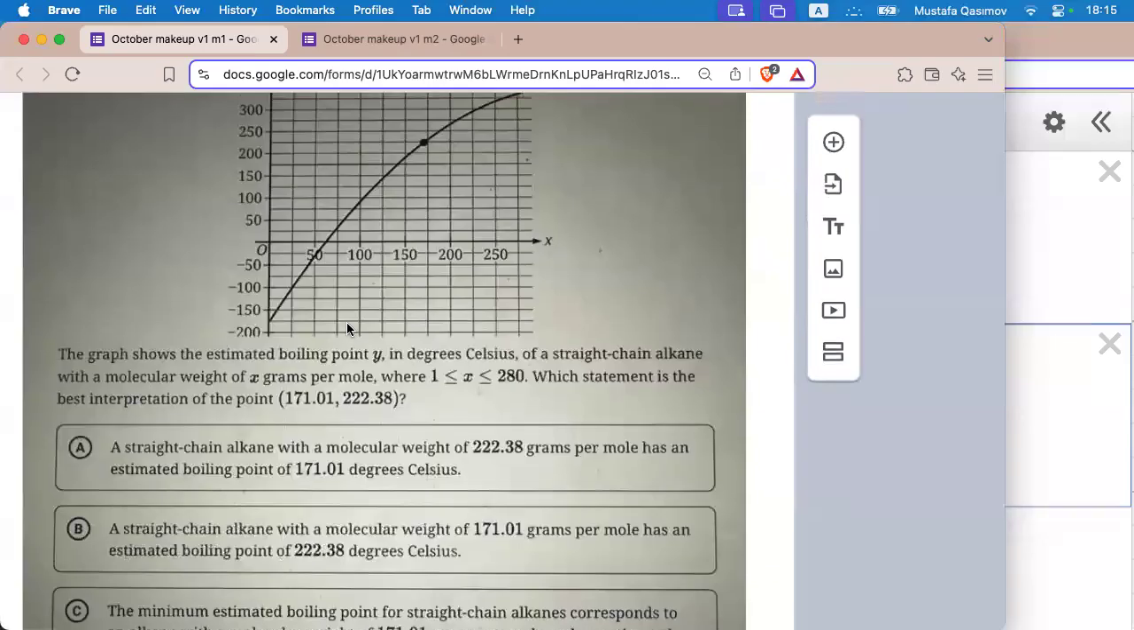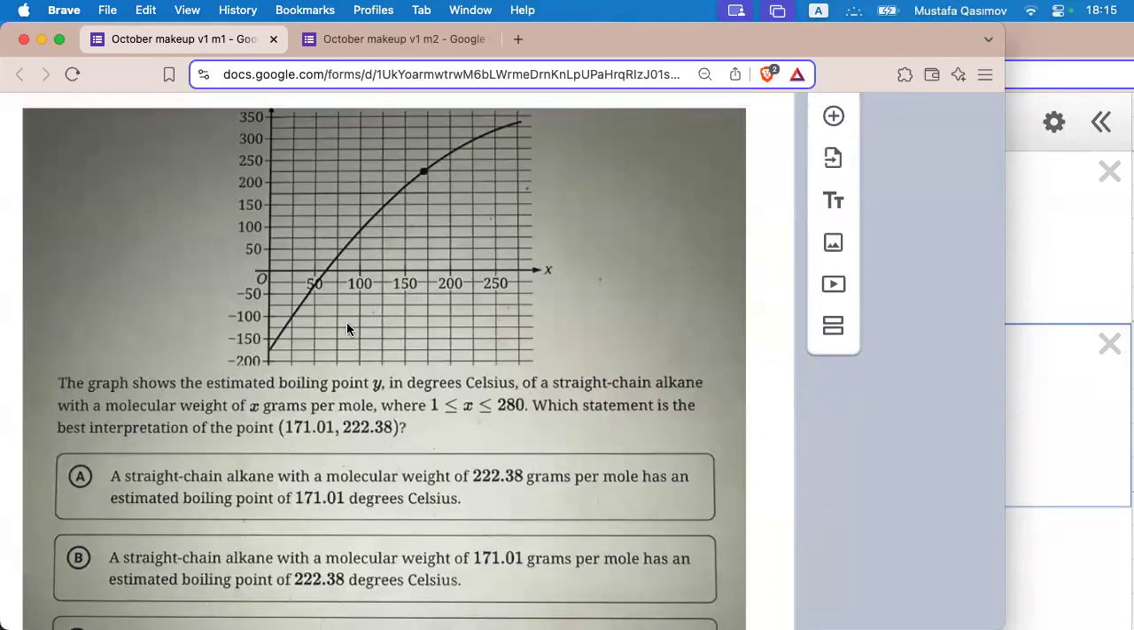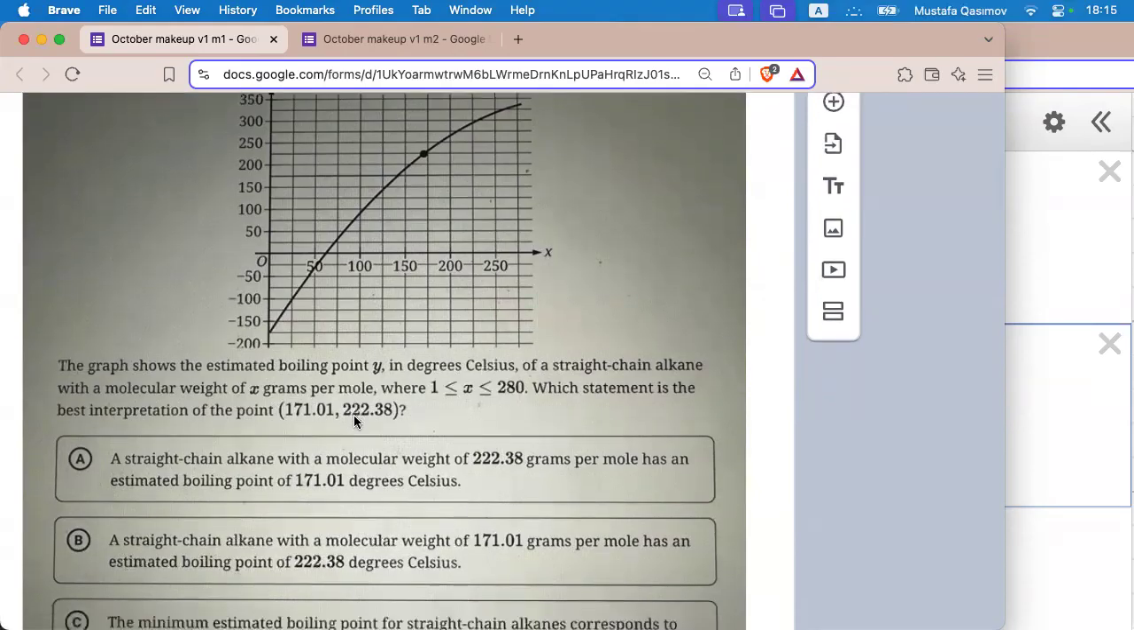Okay, for this question, again, first identify what x and y represent here. X represents grams per mole, it is molecular weight, and y represents degrees Celsius, it is boiling point. So it means that when this matter, an alkane, is 171 grams per mole, the boiling point is equal to 222.38.